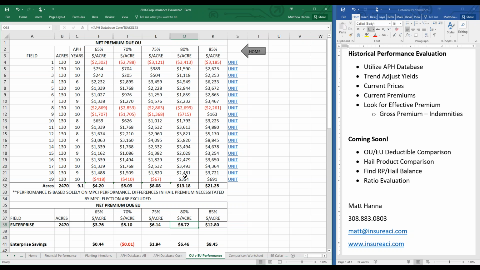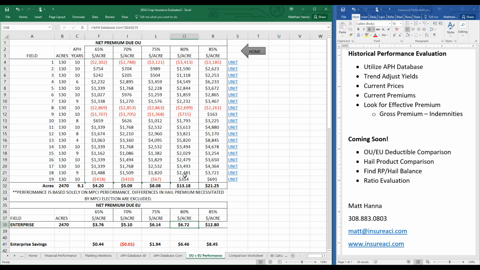Now, it's important to note that we're not using just loss ratios, because loss ratios can be distorted by loss years in years when we have high prices. For example, 2012 when corn runs up over $7. We're also using current premiums. That's important because crop insurance is re-rated. Federal crop insurance, hail insurance is re-rated all the time. So if you're just using historical loss ratios, this doesn't give you a very good picture of what's actually going on.